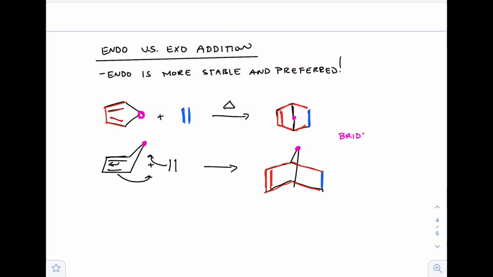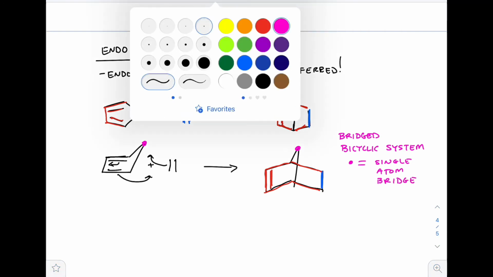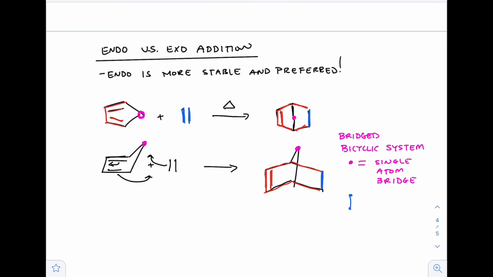Okay. Now that pink carbon, or I guess just in general, this compound is a bridged bicyclic system. And the pink carbon we would identify as a single atom bridge. Okay, it's just bridging the two sides of that compound, that cyclohexene ring, if you will. And then we also have the blue carbons, for example. Those are also a bridge, and those are a two atom bridge. Okay, and you can look at the other side in the red. Those would also be a two atom bridge.